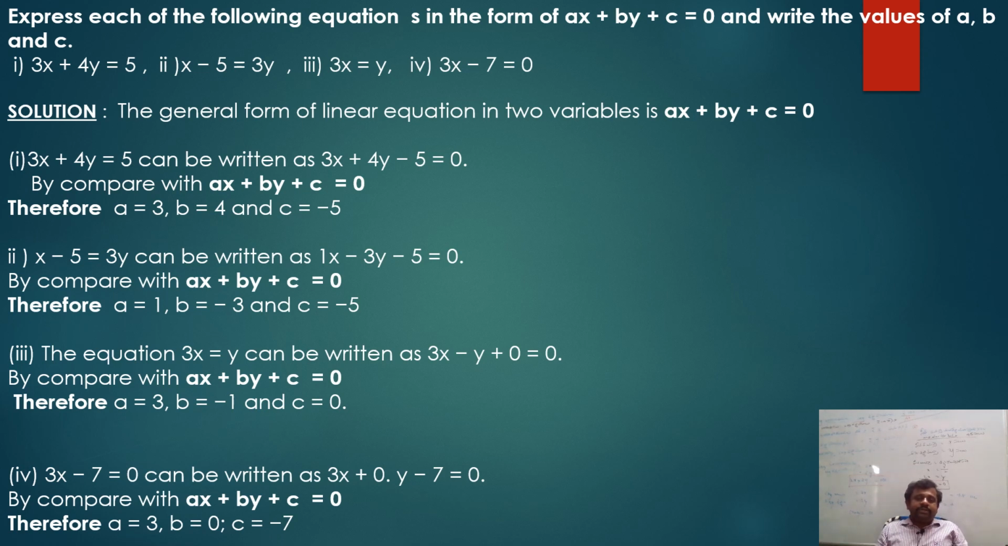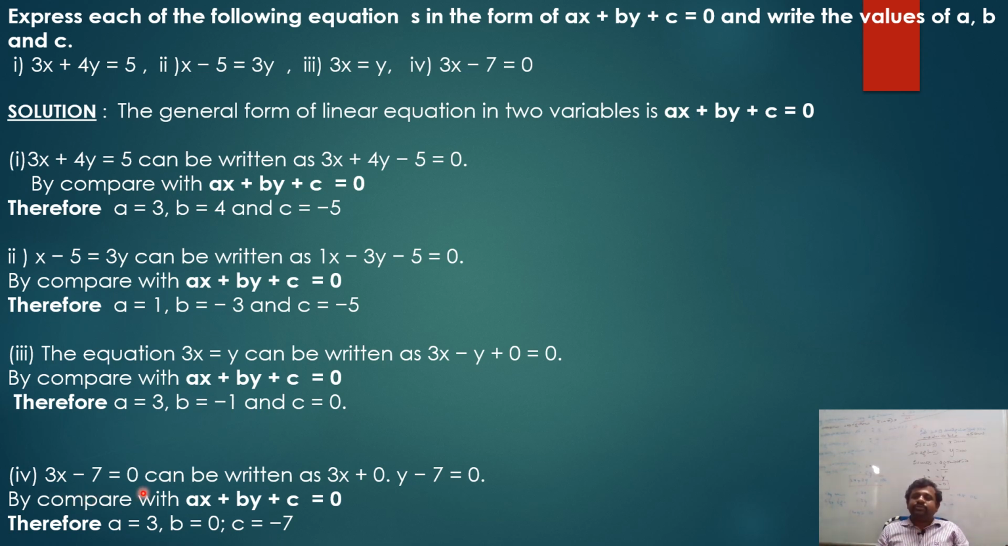Dear students, 3x minus 7 is equal to 0. In the previous examples, we had x, y and a constant. Here, there is no constant in this sense, and there is no y coefficient. Understand? There is no y term.